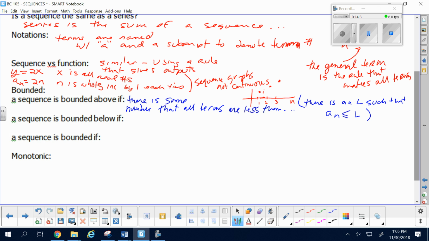Bounded below would mean there is an L, or lower limit, such that all terms are above that floor. All terms are greater than or equal to that limit. The last part is a little like limits. You can have a left-hand limit, a right-hand limit, and the limit. Well, same goes with bounded. You could have bounded below and bounded above, but then you have bounded. A sequence is bounded if it is bounded above and below.